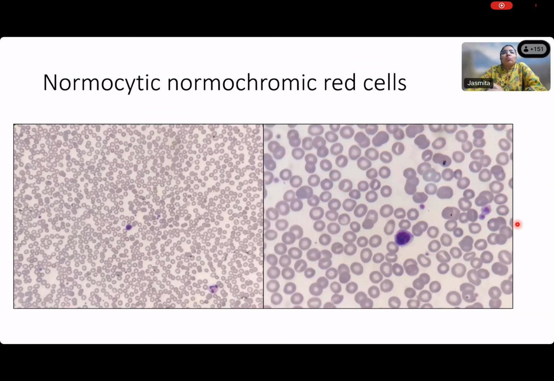So what do we mean when we talk about normocytic normochromic red cells? On the left is a low power image, and if you see, you've got two WBCs in this. So you've got a lymphocyte and you've got a neutrophil. Lymphocyte you use as a guide to talk about the red cell size. So most of the red cells, as you can see on this higher power image, they are the same size as the nucleus of this small mature lymphocyte.